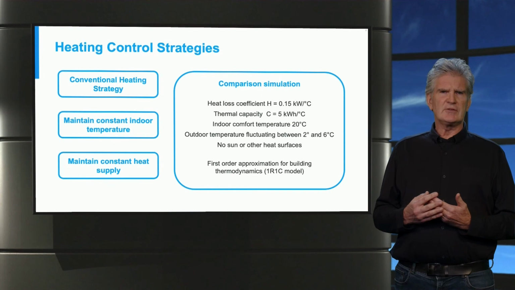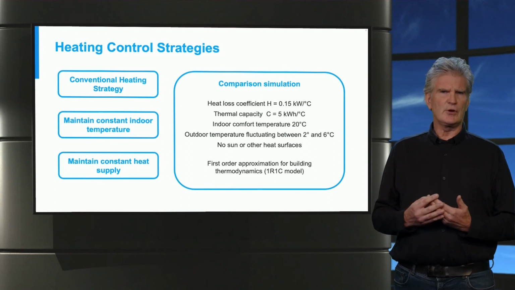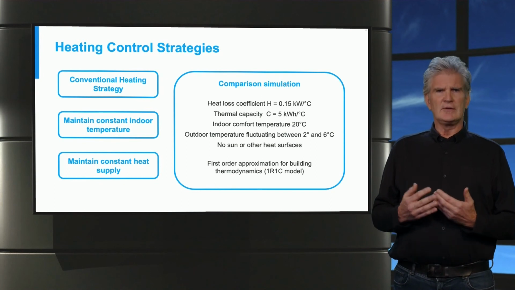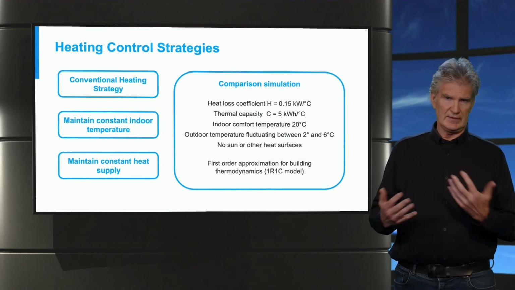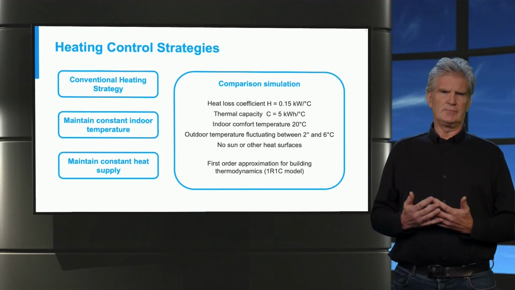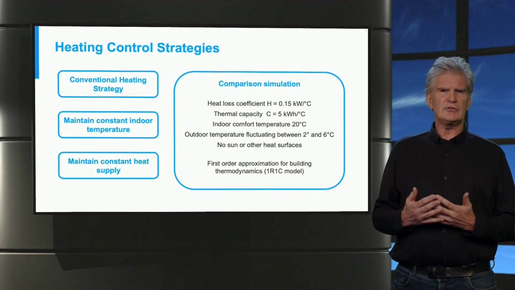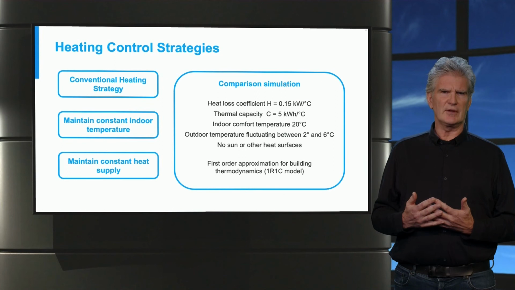To compare these, we did a simulation with some assumptions for the heat loss coefficient and the thermal capacity. The comfort temperature inside is assumed to be 20 degrees and the outer temperature is fluctuating between 2 and 6 degrees. There's no sun or other heat sources, and for the simulation we used a simplified approximation model.